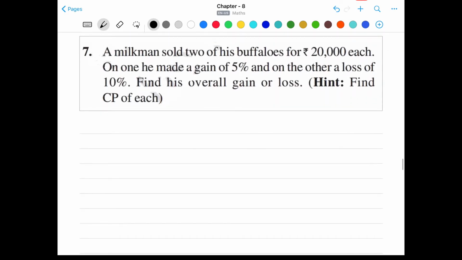Now move to question number 7, which is: a milkman sold two of his buffaloes for 20,000 each. So a milkman has two buffaloes and he has sold each for 20,000. On one he had a gain of 5%. Gain means profit. So on one he is making a profit of 5%, on the other a loss of 10%. So we have to find the overall gain or loss. Overall gain or loss in numbers we have to find, not in percentage.